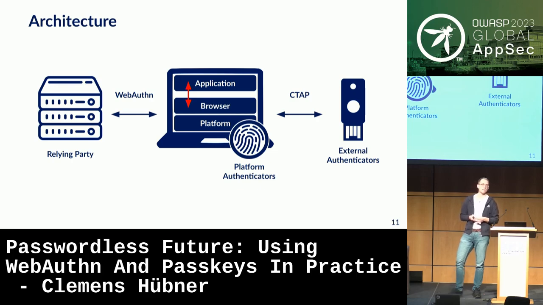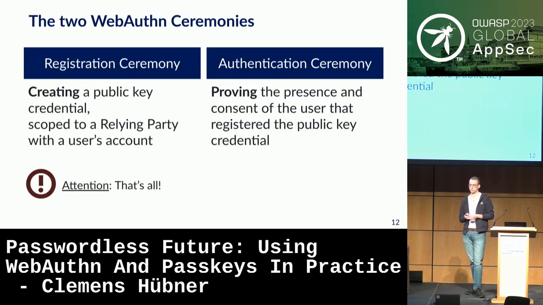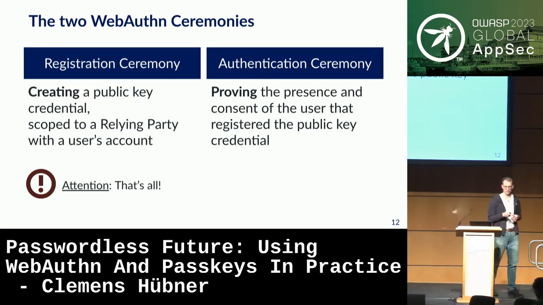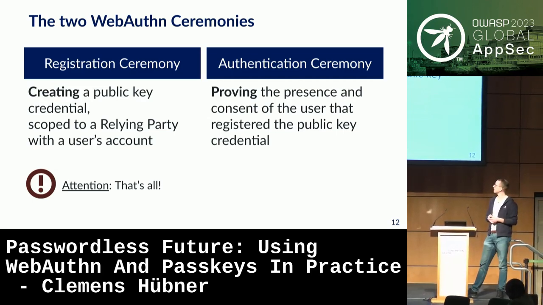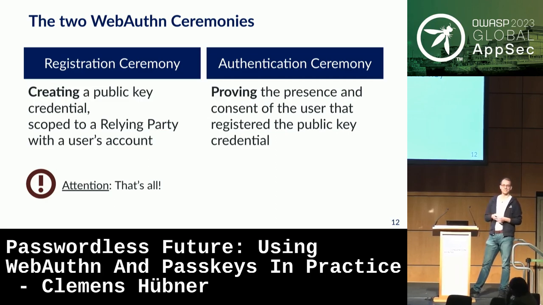So it provides the developers with an API they can use to handle these credentials or these authenticators to create credentials. And in the end, WebAuthn consists only of two ceremonies. So they call it ceremonies. And this is basically all that WebAuthn specifies. So it's one registration ceremony, and you can tell that's for registering a new user, and an authentication ceremony for logging a user in.